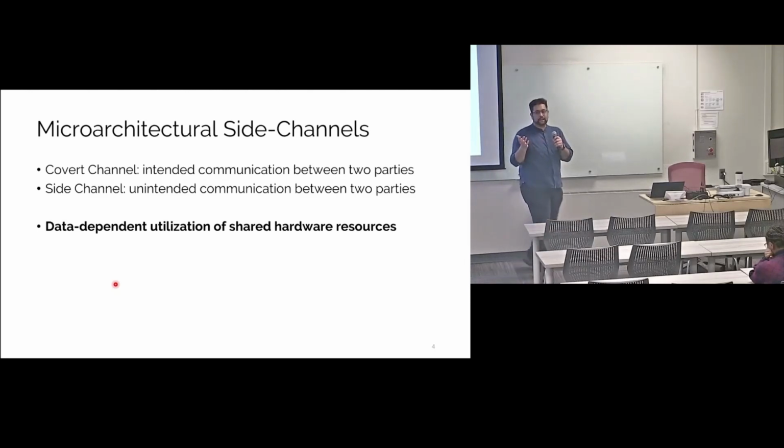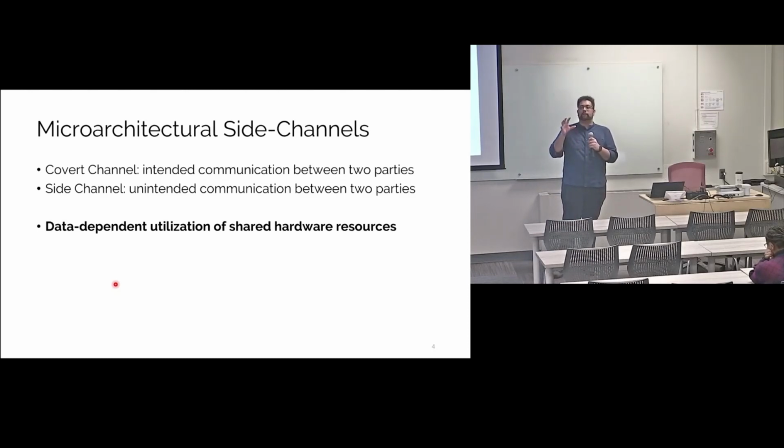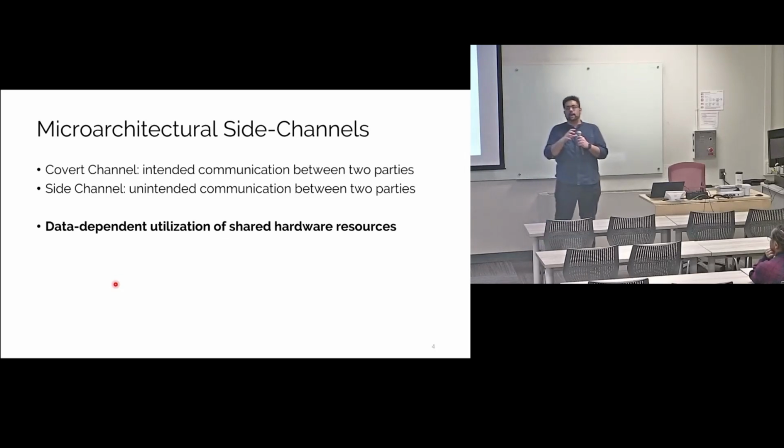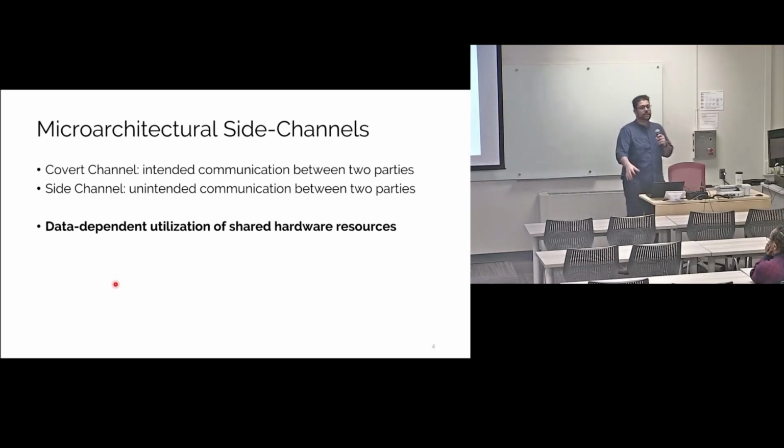If you don't have data-dependent utilization, then your program is what is known as data oblivious. In that case, the footprint when somebody is observing the microarchitecture will look exactly the same because there is no data-dependent behavior. If the resources are not shared, then there is no way for one program to interfere with another program's execution and get that information out. So you need both these components. You need data-dependent utilization and you need shared hardware resources.